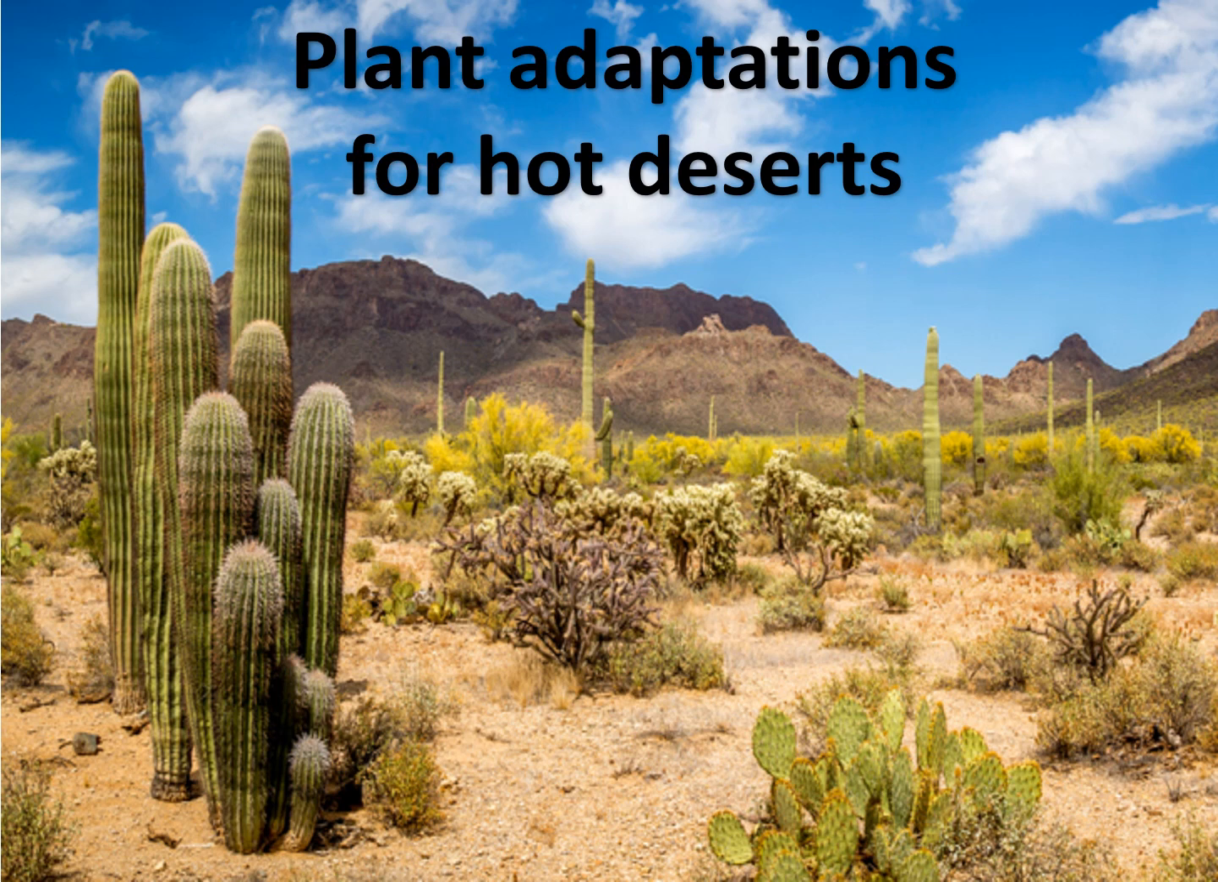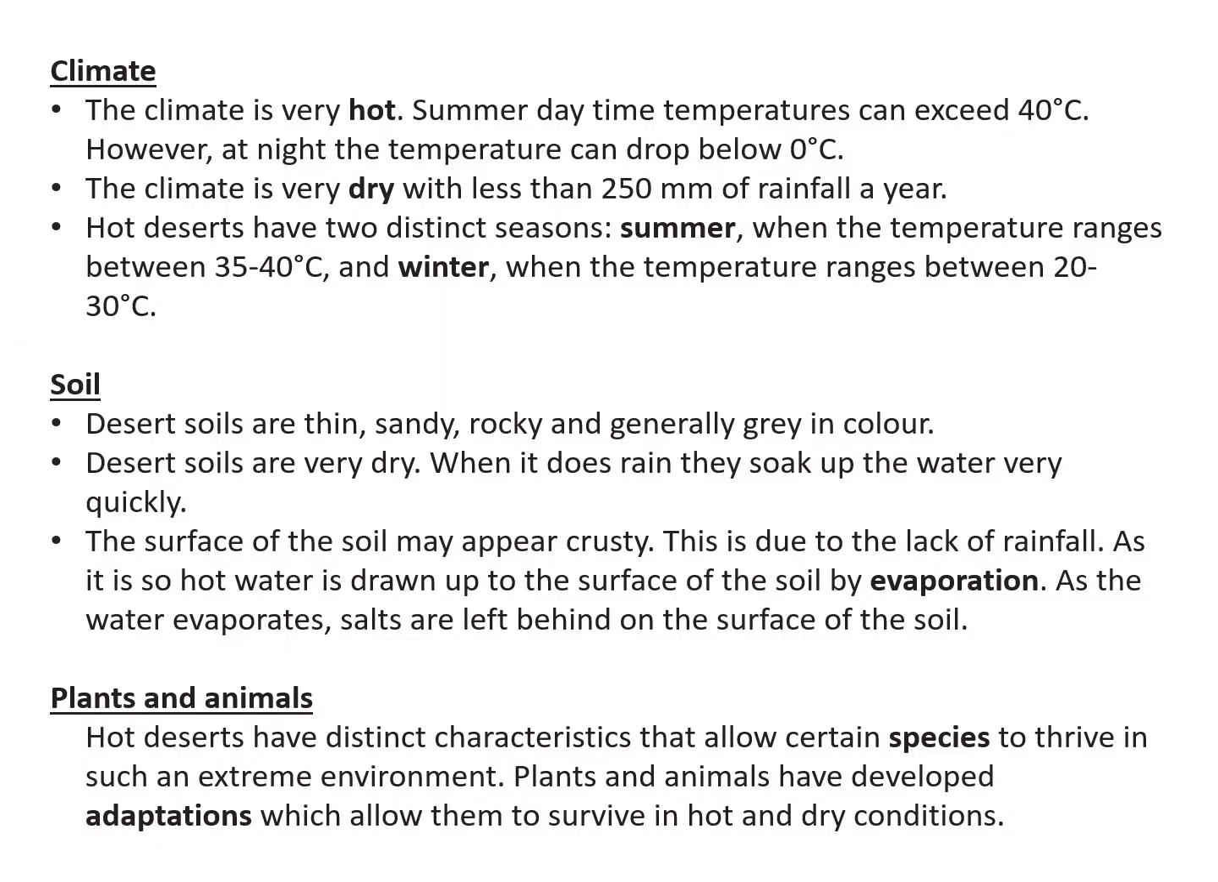Today's lesson is about plant adaptations for hot deserts. You can see here a beautiful picture of a desert with cacti, succulents and other types of plants that you will find in a desert. So what do we mean by a desert? Well, a desert has a very hot climate during the daytime.